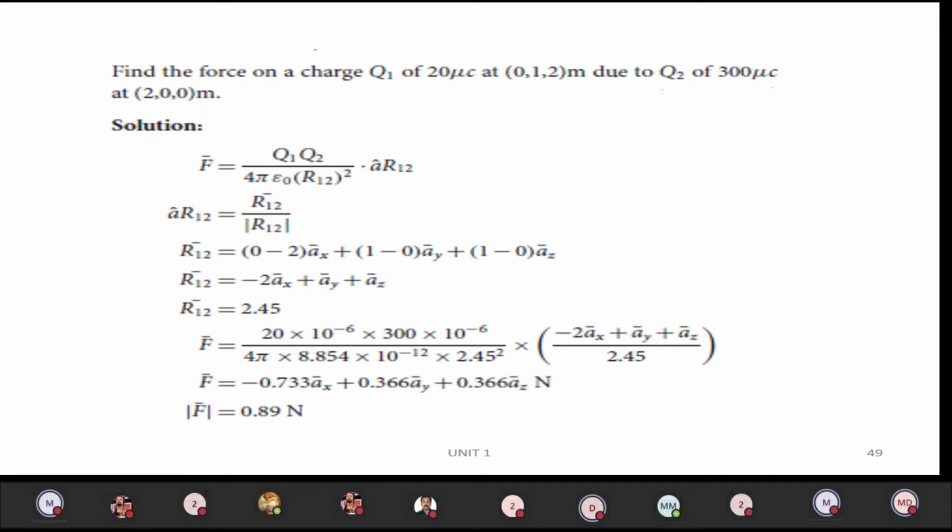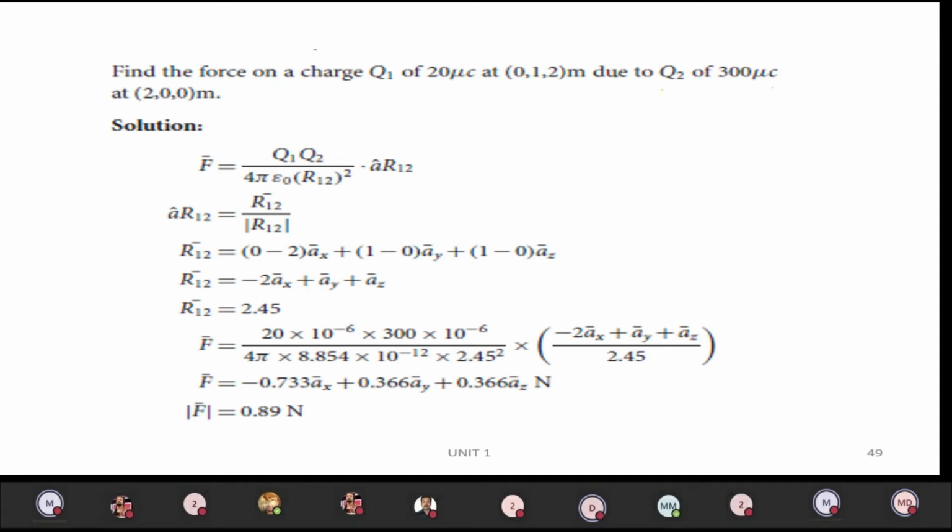So the force on one charge due to another charge, we have to represent using Coulomb's law. If the distance is given as 5 meter, the simple formula is only Q1 Q2 divided by 4 pi epsilon naught r square. But here, they are given in terms of points. The distance is not given straight away. So what do we have to substitute?